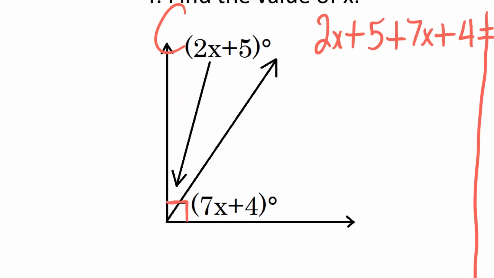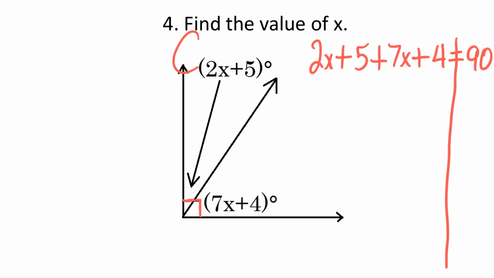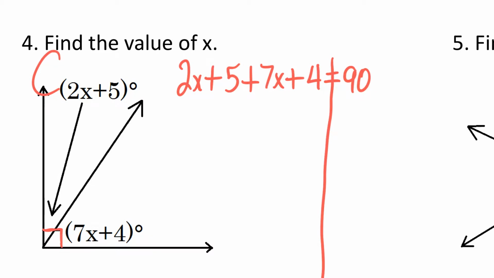Okay, a common mistake is people want to just set those equal: 2x plus 5 equals 7x plus 4. But in this case, I don't know that. Just looking at it, they don't look like they're equal. So I don't know anything about that, but I do know that together they equal 90. All right, from here, what are we going to do?